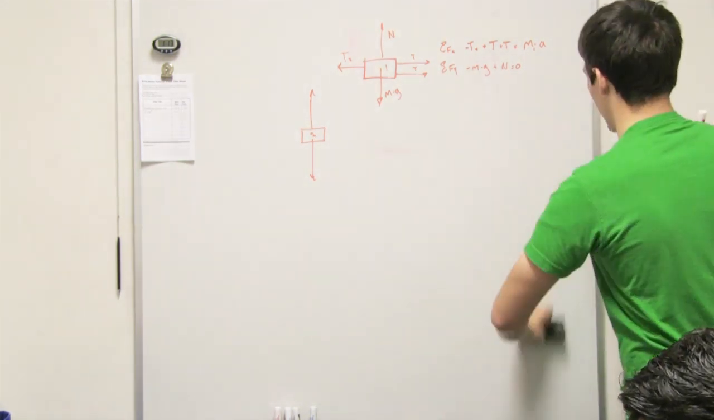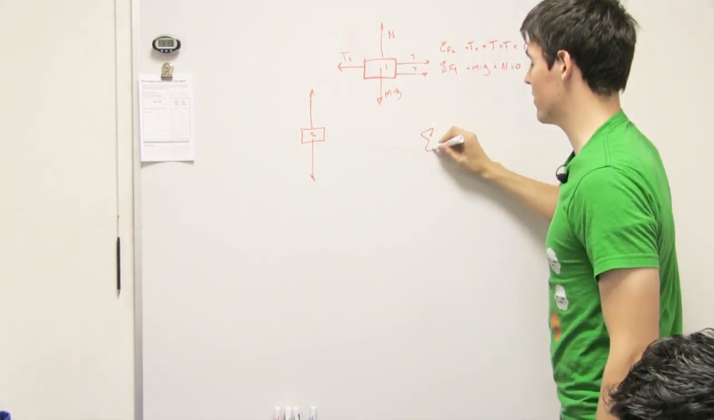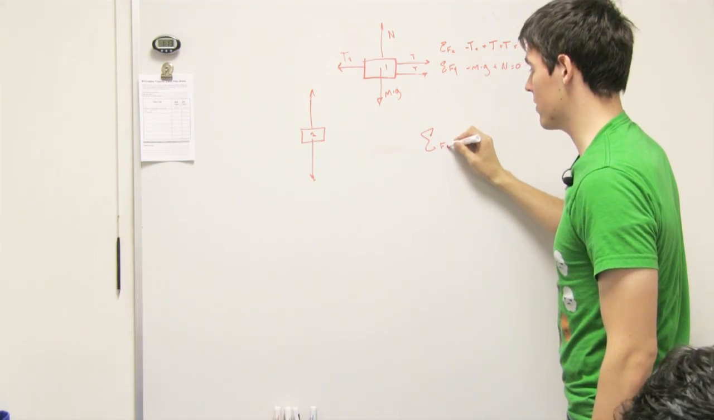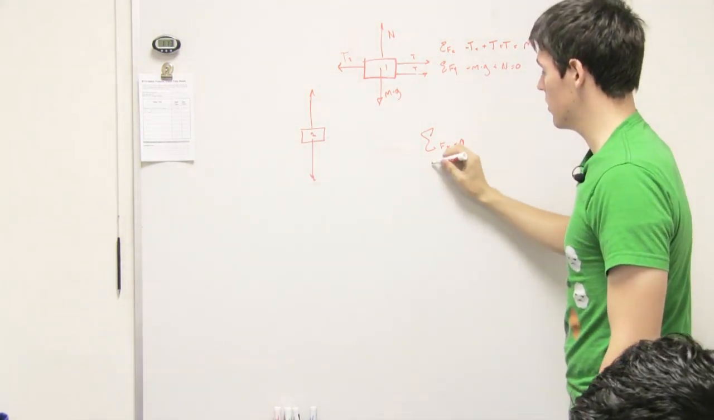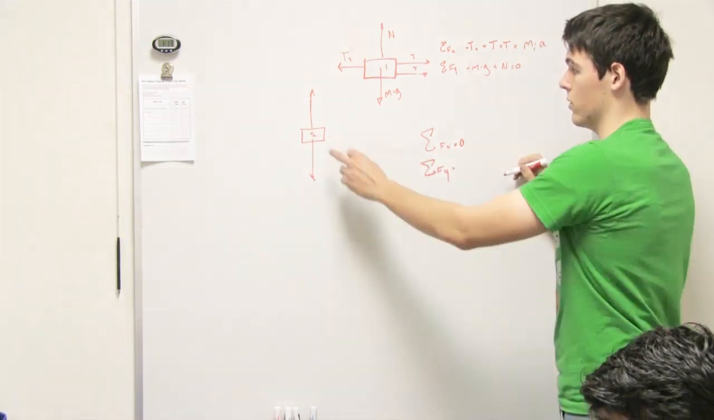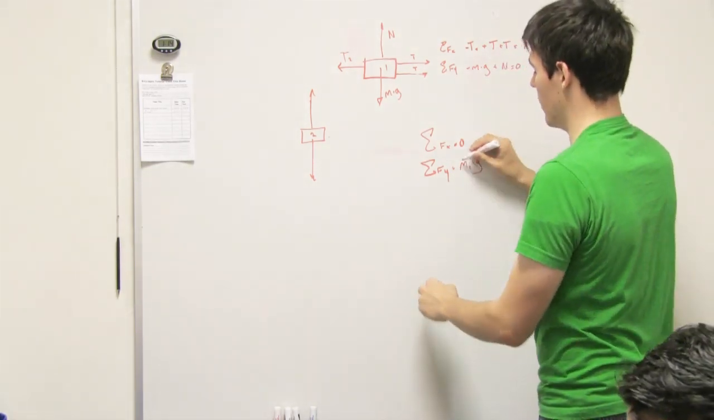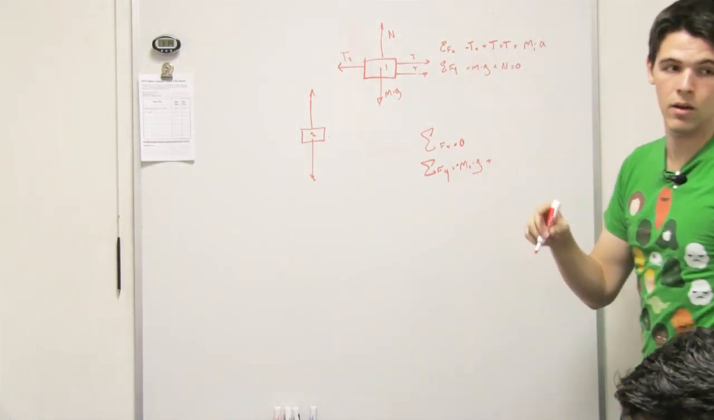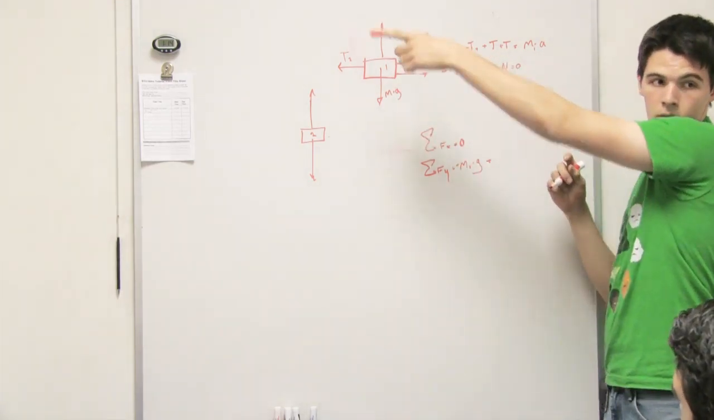This one, you have to do the same thing. Sum of the forces in the x, since there are no forces, it's just 0. And sum of the forces in the y is equal to mass 2 times acceleration. Is it gravity minus tension or tension minus gravity? It's tension minus gravity because it's accelerating up.